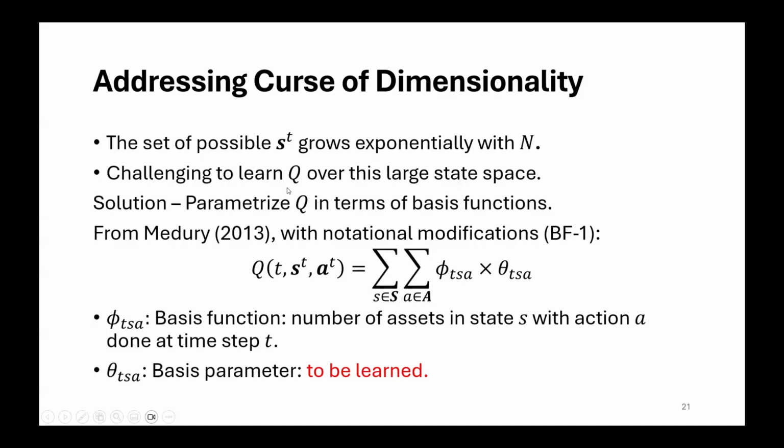So this is challenging, learning Q, because we have to sample over such a large state space. And learning over this large state space, you are going to have very sparse samplings, so it's not going to learn very efficiently at all. So my solution was to parameterize Q in terms of basis functions. These basis functions are as follows: phi_TSA multiplied by theta_TSA. And phi_TSA is just the number of assets in state S with action A done at time step T. So, for any S_T I'm given, I will just calculate the phi_TSAs, multiply by the theta_TSAs, and sum over all states and all actions. And that is my model for Q, the parameterization for Q.